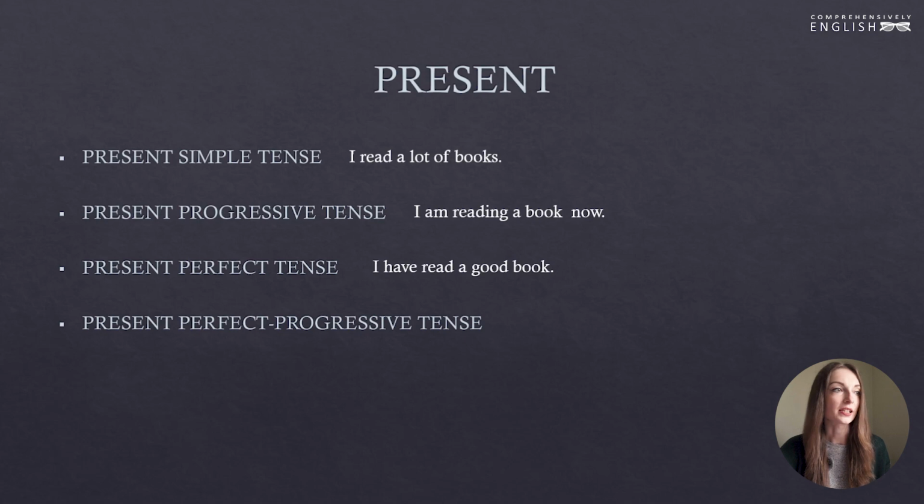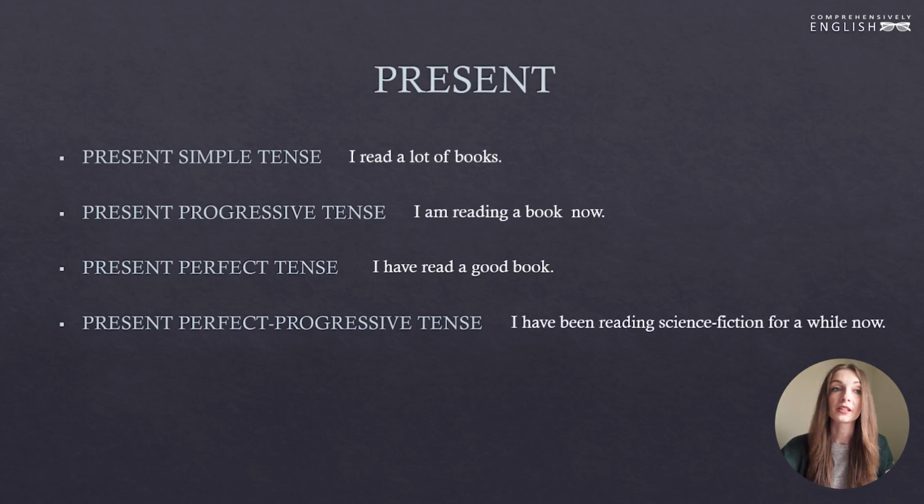Or let's discuss it. The present perfect progressive tense helps us speak about things that have started in the past but are still ongoing. I have been reading science fiction for a while now. I started doing it, let's say 2 years ago, and now science fiction is the only genre I read. So I have been reading science fiction for a while now.